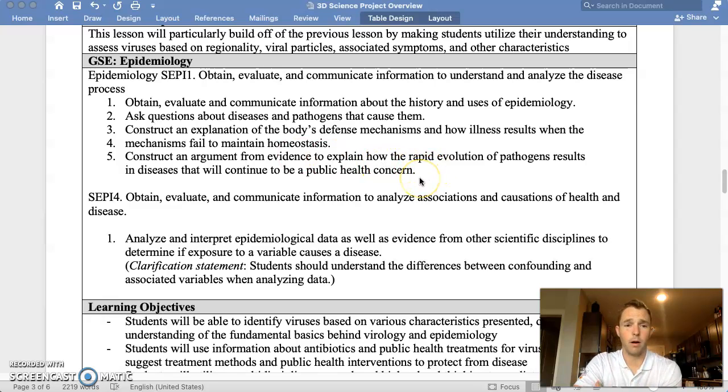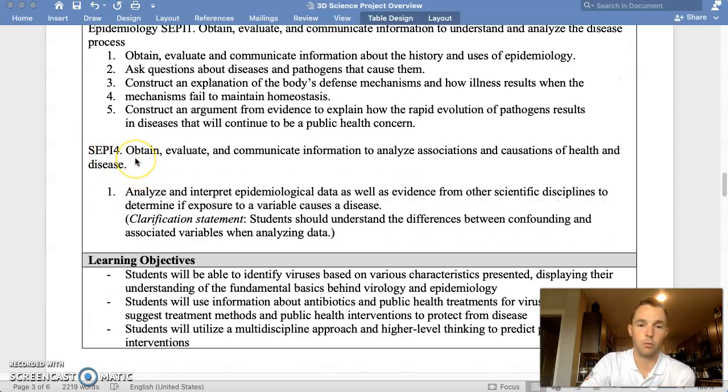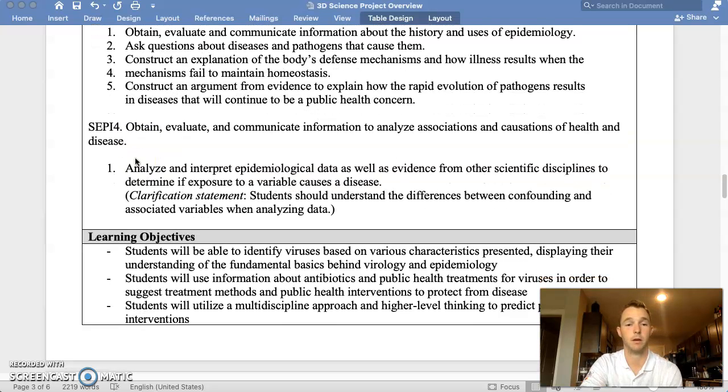Adding a little bit more of the standards, we're including the third and fourth, which I'm seeing now is wrong, but you construct an explanation about the body's defense, and then construct an argument from evidence to explain how the evolution of pathogens results in diseases that will continue to be a public health concern. And then SEP I4, which is communicate information to analyze associations and causations of health disease.